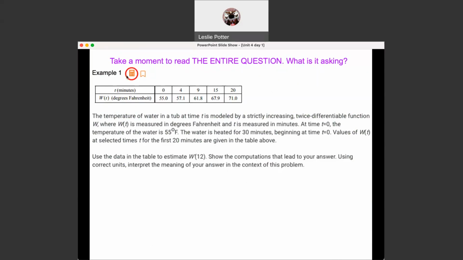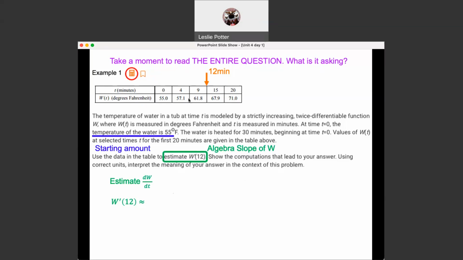Okay, so we know it's a calculator. We know we're doing algebraic slope because we see estimate. We know we have a starting amount, temperature is 55. So they're wanting us to estimate W prime, so estimate dW/dt, or W prime. Okay, so W prime of 12 is approximately equal to, and this is important because we're estimating. So at 12 minutes, that's right between 9 and 15. So those are the points we should use.